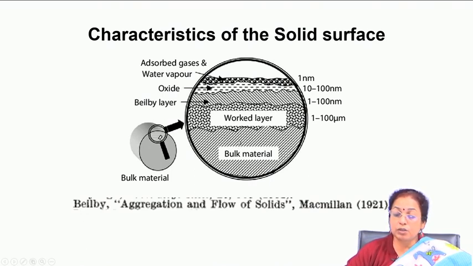So, all these layers are very important, and if you carefully look at the microstructure of the cross section, you will find that at different scales these different layers will be visible. For example, the cold worked layer thickness varies from 1 to 100 micron, the Beilby layer 1 to 100 nanometer, then the oxide layer 1 to 100 nanometer, and then the physisorbed layer dimension is very small, just on the surface, around 1 nanometer.